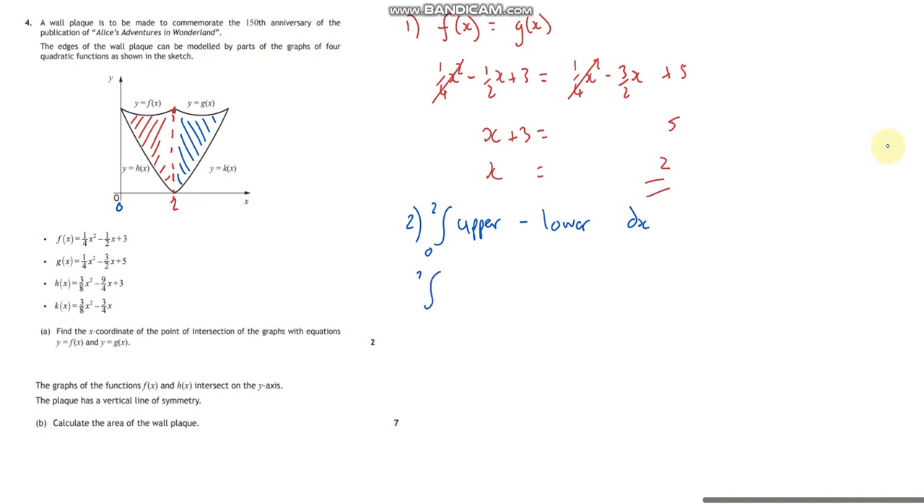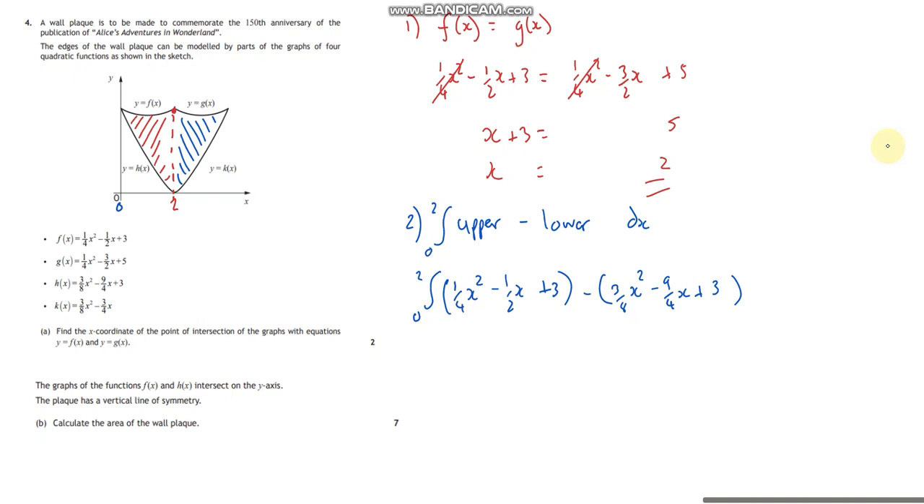So what's my upper equation then? Well, that's going to be the f of x. So it's a quarter x squared take away a half x plus 3. And make sure you put these in brackets as well, otherwise the takeaways don't work out. And the lower is h of x. So it's 3/8 x squared take away 9 over 4 x plus 3.